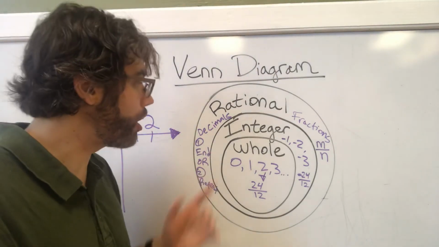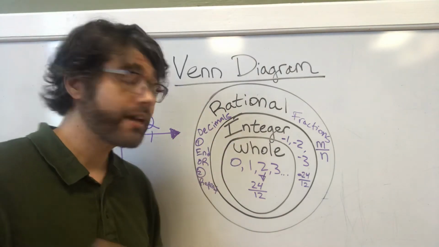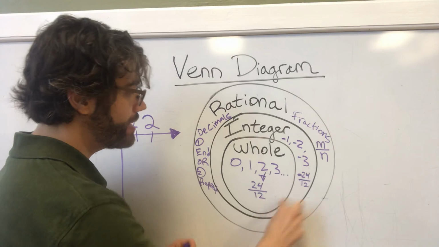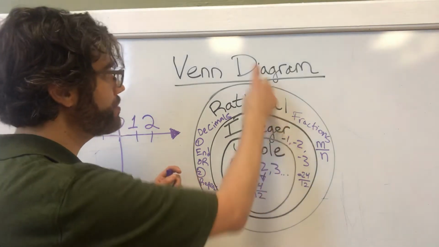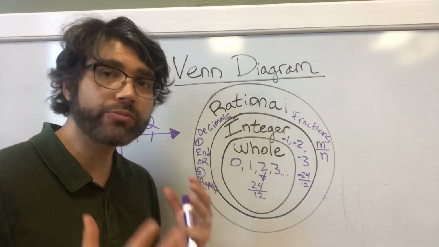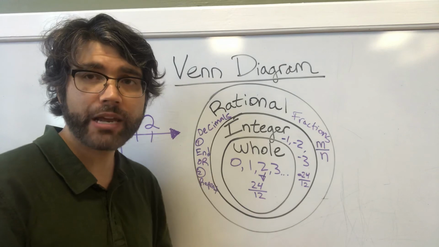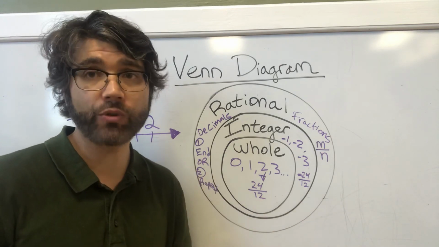How about this? Are all whole numbers rational numbers? Yes. See? Because whole numbers, the entire circle of whole numbers is within the much larger circle of rational numbers. So this is a really useful tool, I think, a visual tool to be able to answer some of these conceptual questions. Thanks.